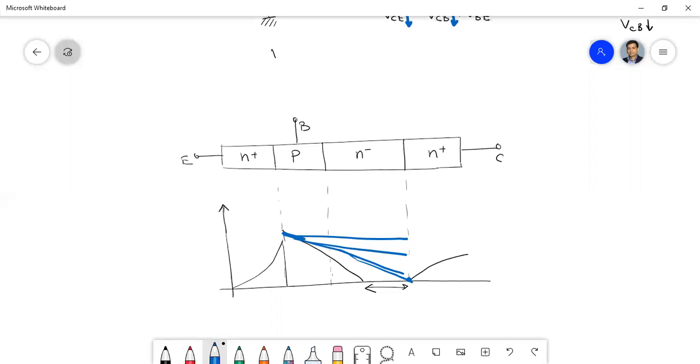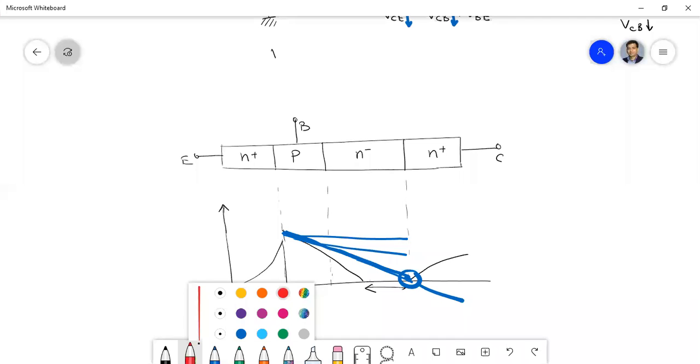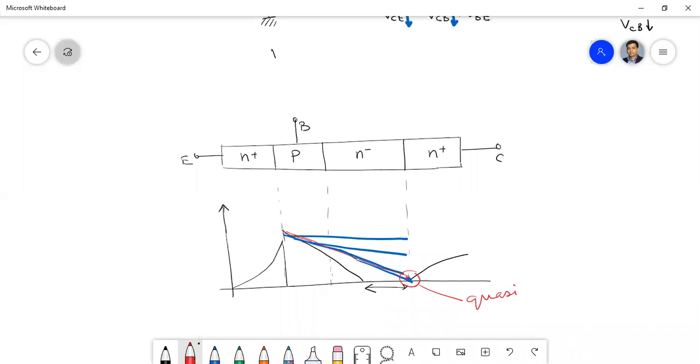So when this curve reaches this point, this is called the quasi-saturation. This point is called the quasi-saturation region. These are the active region. And when it goes like this, this is called the saturation.